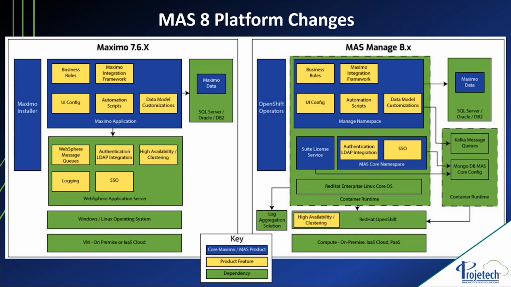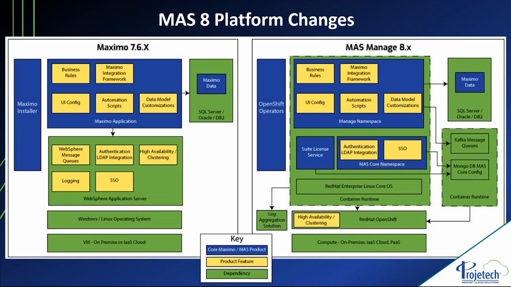As you can see, there's a few new components that are added in. We've got the MAS core namespace, and that's going to be handling your authentication, your LDAP integration, your SAML, some of your core components, and that's going to be reaching out to its own database provider, which is the Mongo database. As you can see out to the side there, there are the Kafka message queues, and that's a little bit new. You still have some of your basic simple JMS that you can run as a separate server bundle for the managed deployment, but a lot of people are switching to actually using message queue services. So it's another external component.